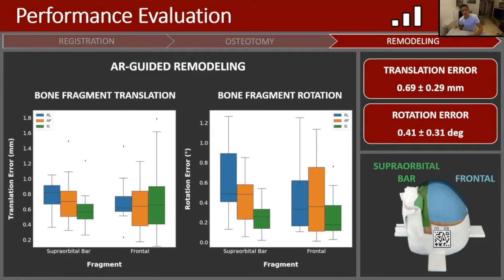For the remodeling, after positioning the fragments, we measured the errors in the translation and the rotation of the final position of the fragments with respect to the real position defined during the preoperative virtual plan. Average translation error was 0.69 millimeters and average rotation error was 0.4 degrees.